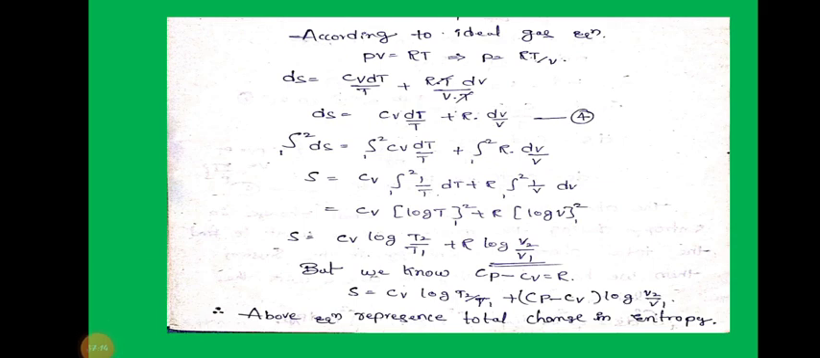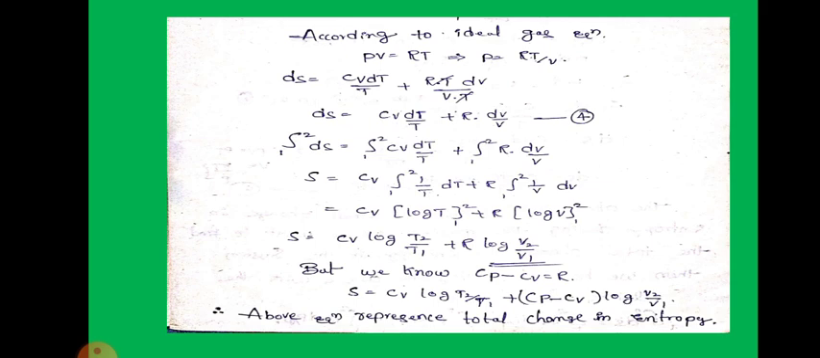According to the first law of thermodynamics, dQ = dU + dW. This is equation number 1. But dW = P dV, since work is P dV in this case. Let dU = Cv dT, where Cv is the specific heat at constant volume. Substituting in equation number 1, dQ = Cv dT + P dV. This is equation number 2.